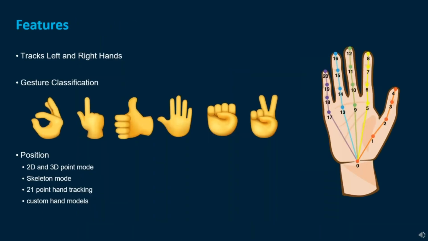Before that, I'm sorry, I skipped this one. Basically, our engine supports left and right hand tracking. It supports finger level positional tracking, which consists of 21 points. That's 4 per finger and 1 at the wrist. And essentially, we have certain modes, and namely, we have these positional modes, which is 2 and 3D point modes. We have a skeleton mode, which is essentially what I just mentioned about the 21 points, and you have the ability to create custom hand models based on that skeleton mode.